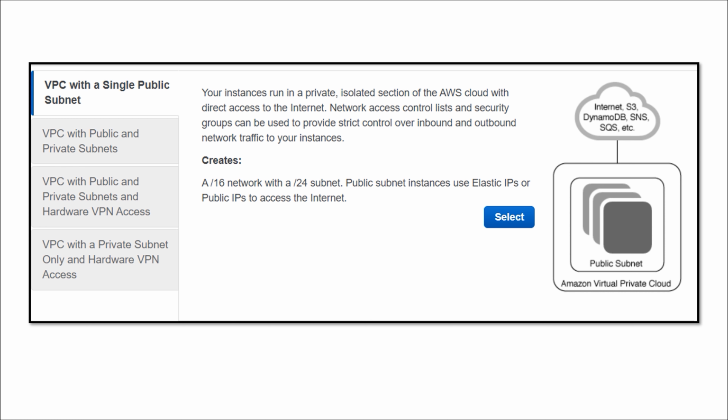What we're going to do in the lab is a VPC with a single public subnet. Basically, we're going to create a public subnet inside our own VPC. Like in the diagram, there is an Amazon Virtual Private Cloud, and inside that we'll create a public subnet. We'll also show the path for the internet and other AWS services.